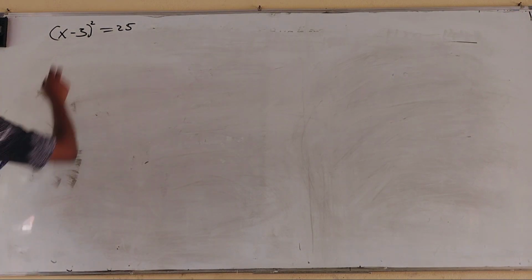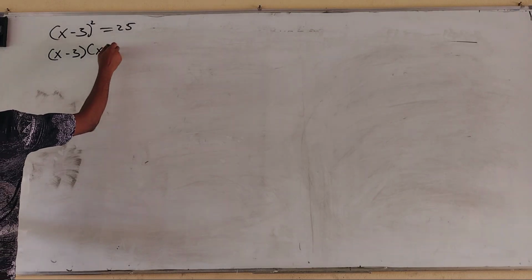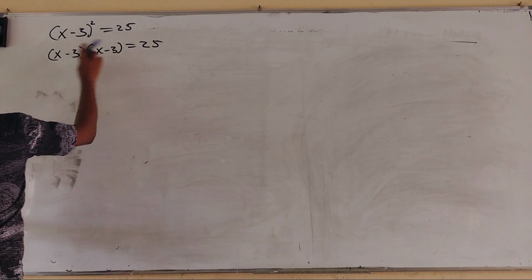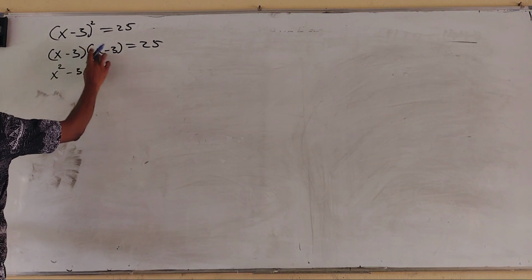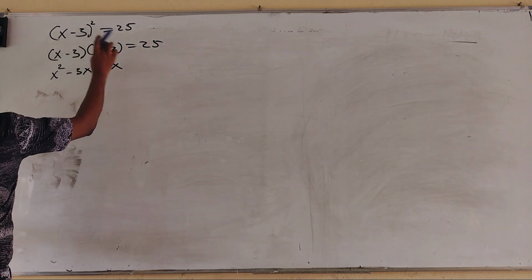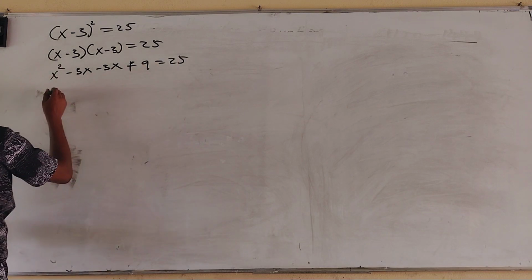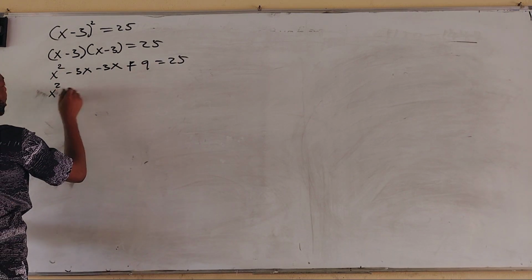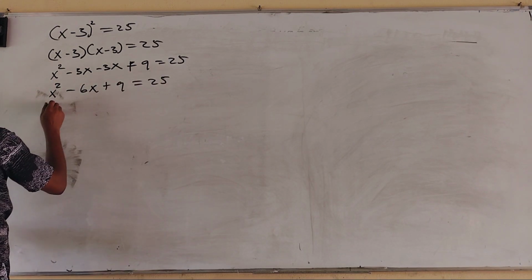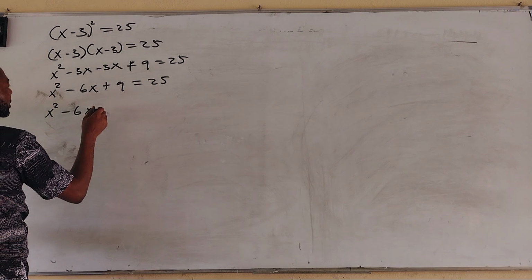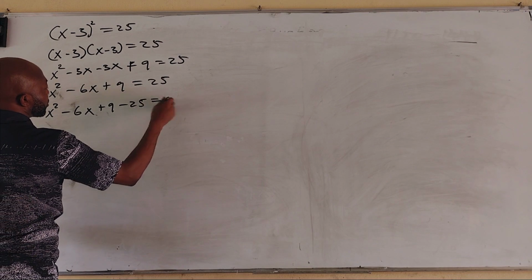So I will expand. This means that x minus 3 times x minus 3 equals 25. X times x is x squared. X times minus 3 is minus 3x. Minus 3 times x is minus 3x. Minus 3 times minus 3 is plus 9, equals 25. And this is x squared minus 6x plus 9 equals 25. And that is x squared minus 6x plus 9. This 25 comes in, becomes minus 25, is equal to 0.